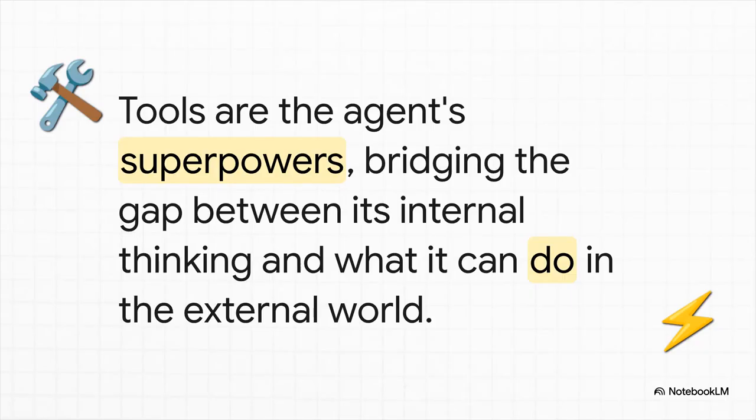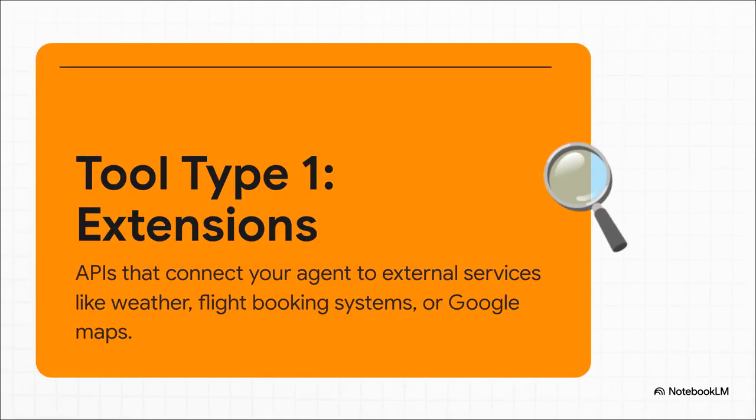Okay, our agent has a brain. Now we need to give it a way to interact with the world, a way to see and act. That is where tools come in. You can think of tools as the agent's superpowers. They're the bridge between its internal thoughts and the outside world. The first kind of tool is an extension. And really, that's just a way of saying you're plugging your agent into services that already exist. You can give it access to a weather service, a flight booking system, or even a payment processor. The agent then learns how and when to use these tools to get what it needs.